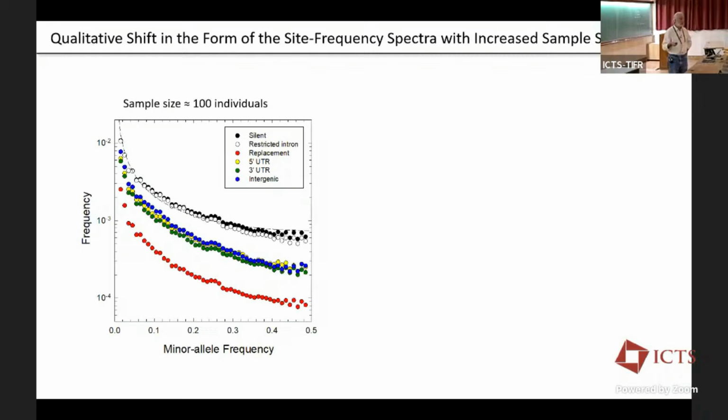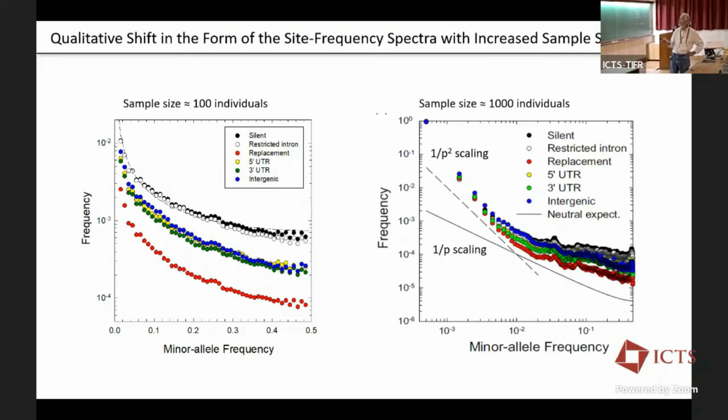This is making a prediction about population genetics before we've ever observed this kind of thing. Well, we've now observed this kind of thing in our Daphnia work. So I just showed you this before. That's the site frequency spectrum with a sample size of only about 100 individuals. But now in this population, we have about 1,000 individuals. And so now we can bring the spectrum down to on the order of 0.001, and it exhibits something very close to this scaling.